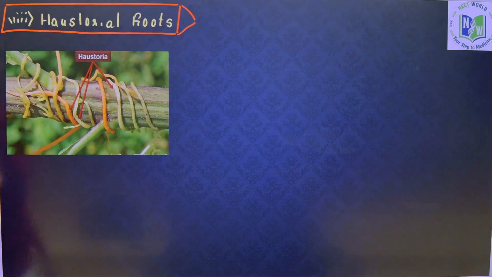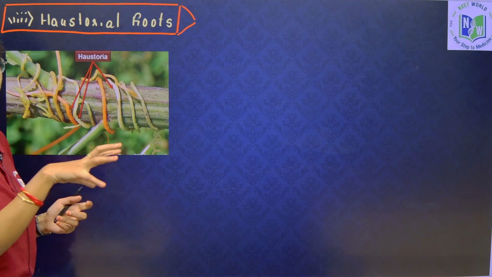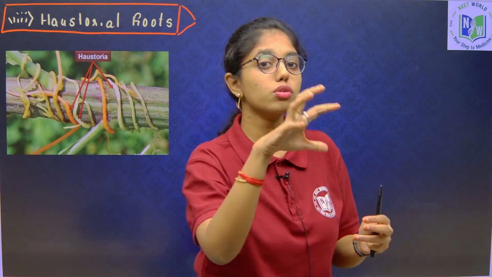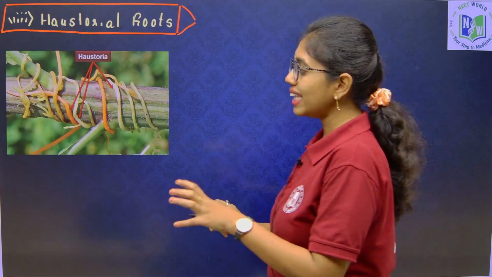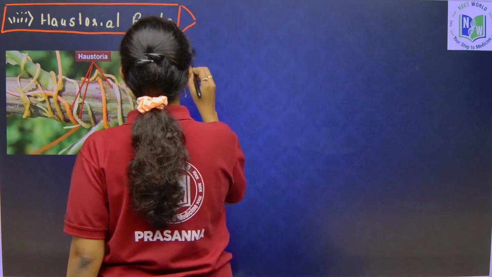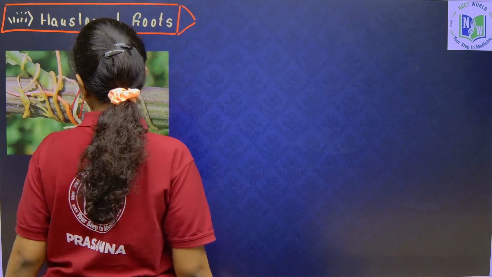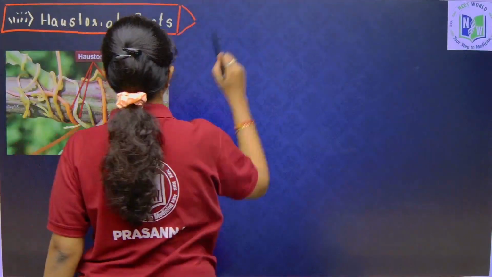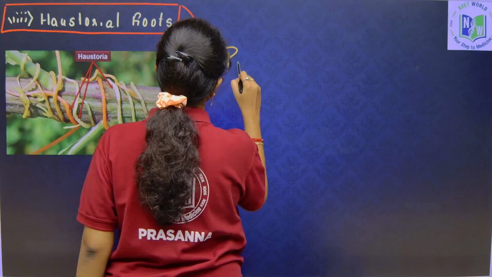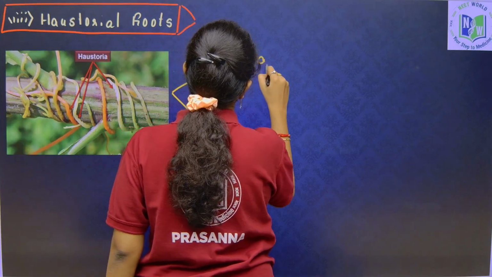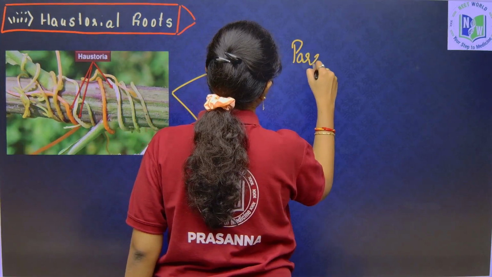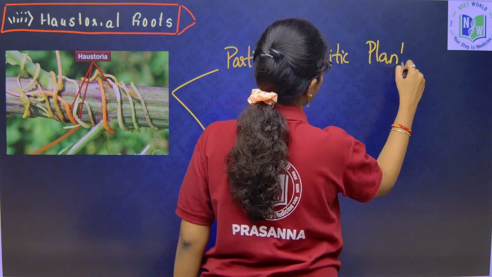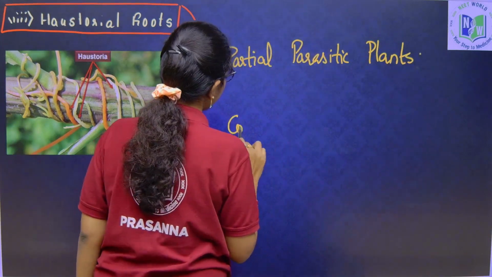Lastly, haustorial roots. The roots will dwell into xylem and phloem tissues of the host plant to grab the nutrients. So, in this we have partial parasites, partial parasitic plants, and complete parasites.